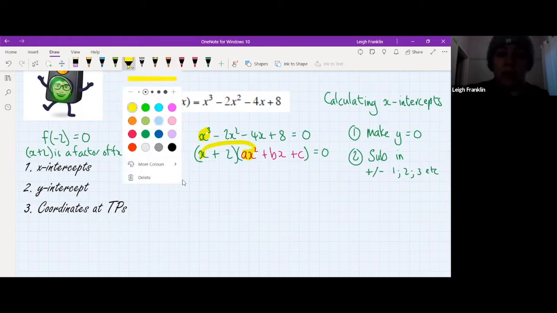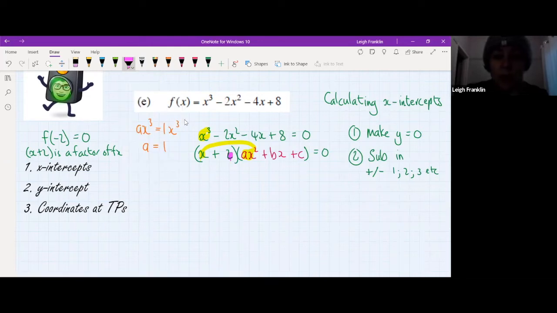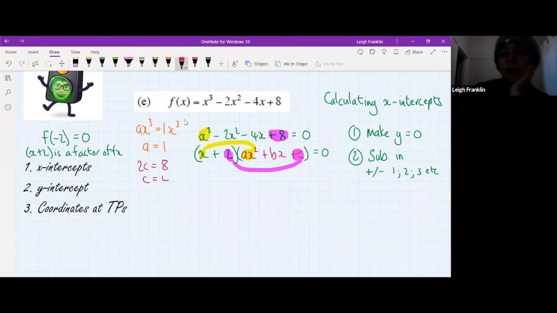Then we can work out the value of c in the same way, because this term over here multiplied by that term over there gives us this term here. So in this case, we will say that 2 times c will be equal to 8. Divide both sides by 2, and c is 4. We're nearly there. This is the difficult one, okay? We've got to work out the value of b.